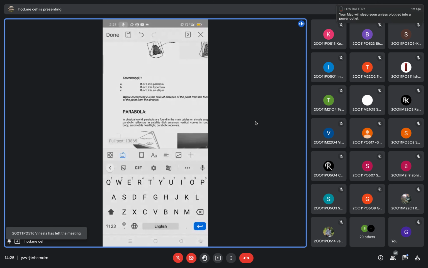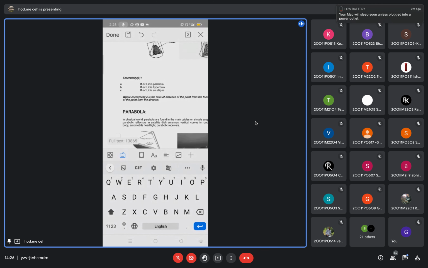Write down, all of you: E is equal to the distance of the moving point from the focus divided by the distance of the moving point from the directrix. This is the eccentricity. If a conic defines a locus of a point moving in a plane in such a way that the ratio of the distance from the focus to the distance from the directrix is always constant, this constant ratio is called the eccentricity.